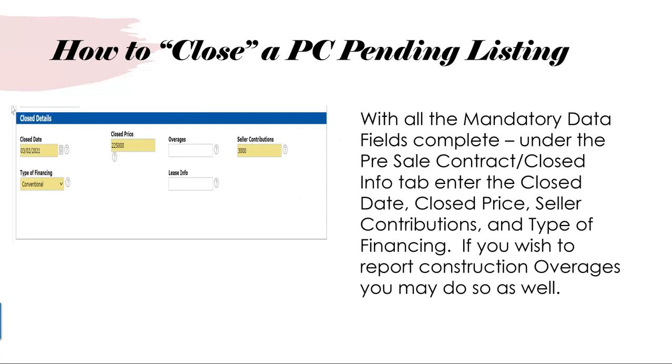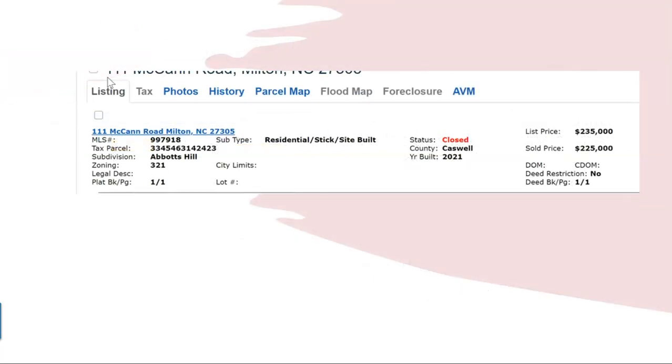With all the mandatory data fields complete, under the pre-sale contract closed information tab, you're now ready to enter the close date, the close price, if there are any construction overages to report, if the seller has paid any of the buyer's closing expenses, use seller's contributions, and select the appropriate type of financing used by the buyer. Submit listing. Congratulations on your successful closing of this proposed construction listing.